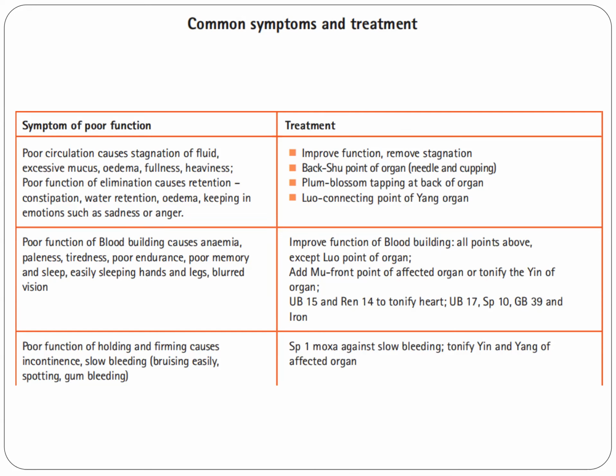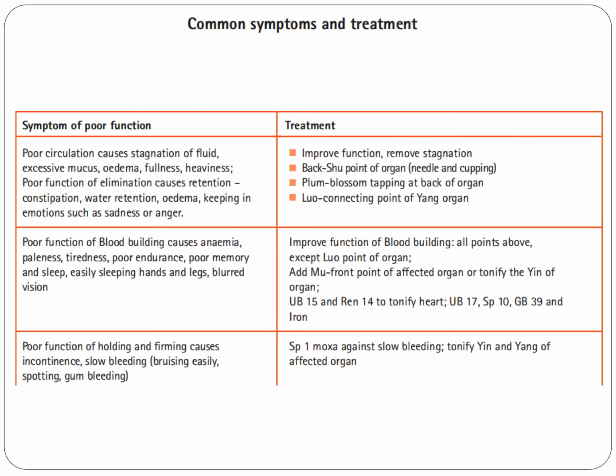Sa poor function of blood building causes anemia, paleness, tiredness, poor endurance, poor memory, and sleep, easily sleeping hands and legs, blurred vision. Sa treatment is to improve function of blood building, all points above except blue point of organ. Add move front point of affected organ or tonify the yin of organ. UB15, REN14 to tonify heart, UB17, spleen 10, GB39, and iron.